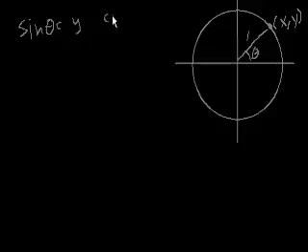x comma y. Our new definition of the trig functions was that sine of theta is equal to the y coordinate, right? This is the y coordinate where it intersects the unit circle. And remember, this is the unit circle. It's not just any circle, which means it has a radius of 1. Cosine of theta is equal to the x coordinate of this point, right?